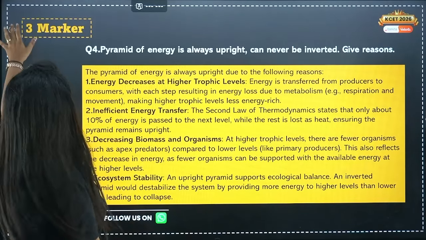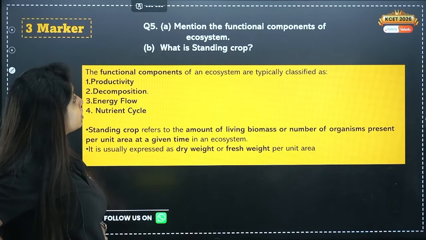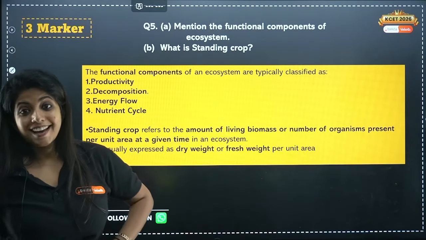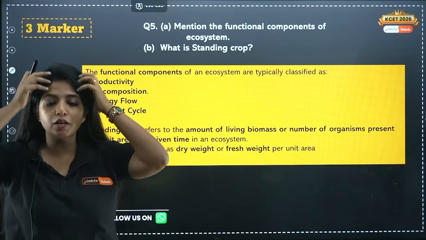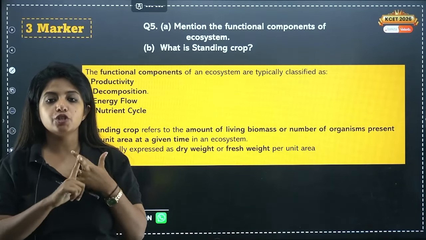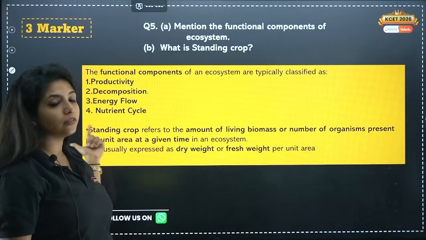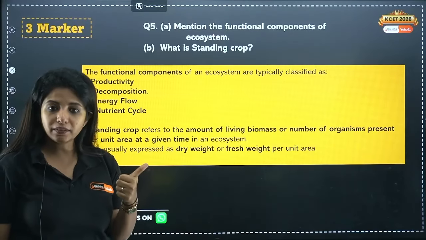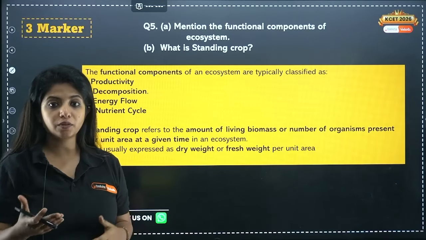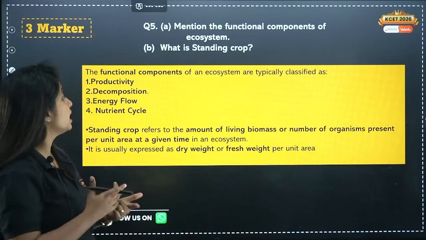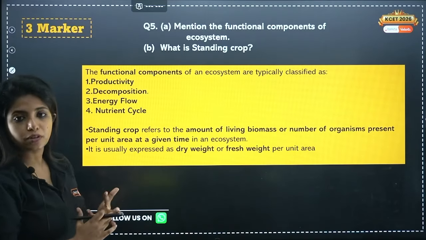Okay? Yes. Now mention the functional components of ecosystem. What are the functional components of ecosystem, my dear children? Productivity, decomposition, energy flow, and nutrient cycling. Initially it was there, but now this is removed from your syllabus, but please know about it. Productivity, okay, production should be there, otherwise how will anything be maintained? Decomposition, energy flow, and nutrient cycling.